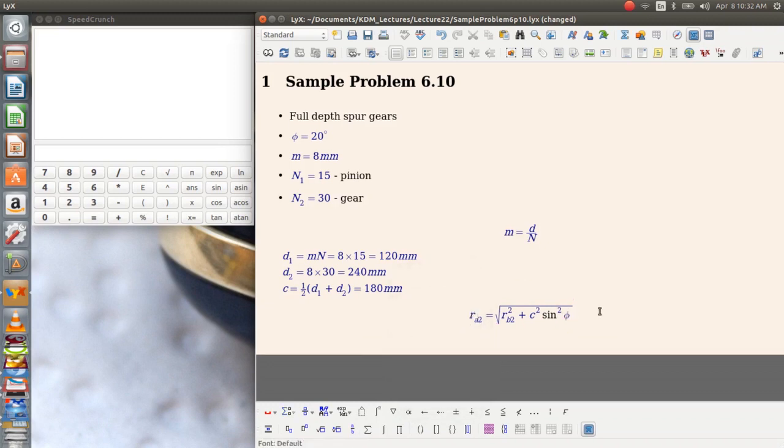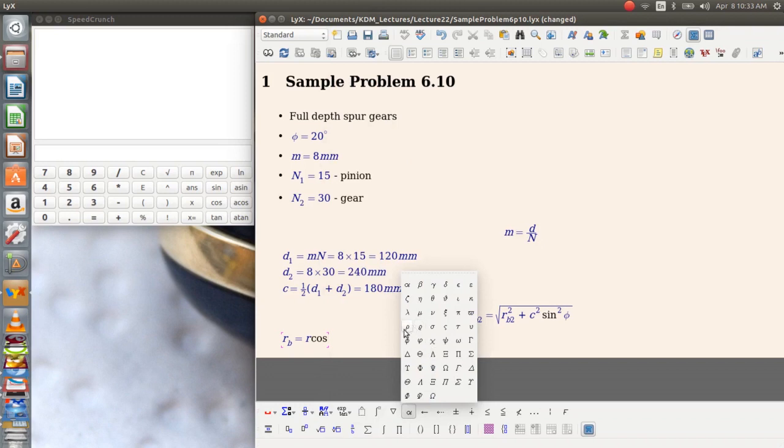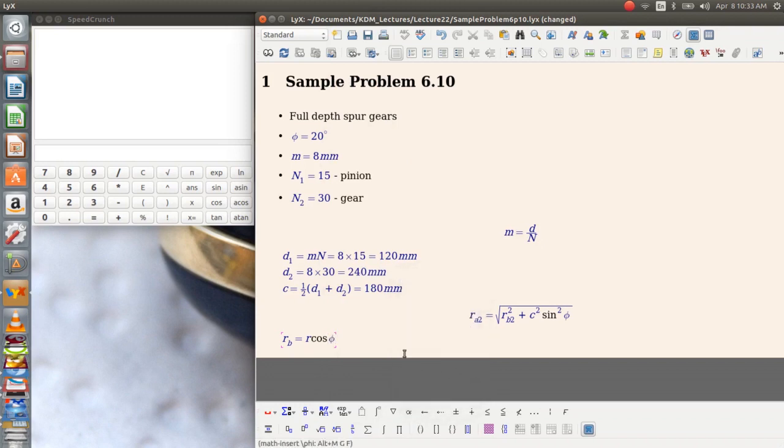So there's one other thing here that we need to calculate, and that's the base circle radius. Remember, the base circle radius is the radius that's defined when you first manufacture the gear. It's the radius of the circle off which the involute curve is defined. The equation for the base circle radius is equal to the pitch radius multiplied by the cosine of the pressure angle.